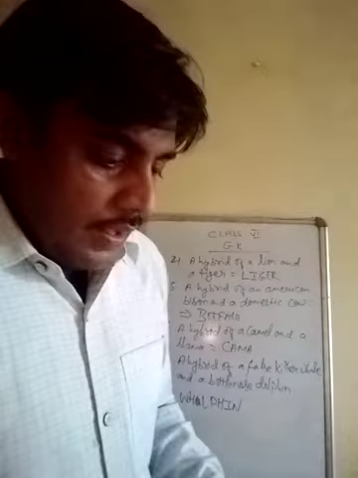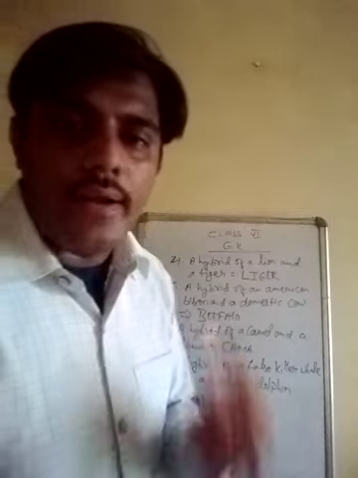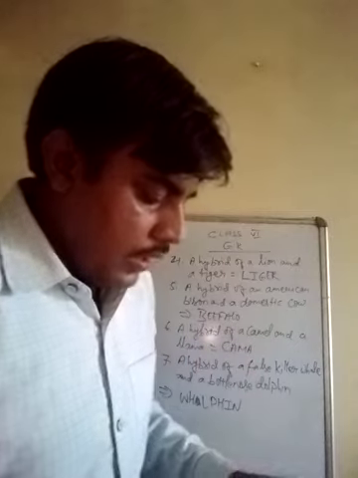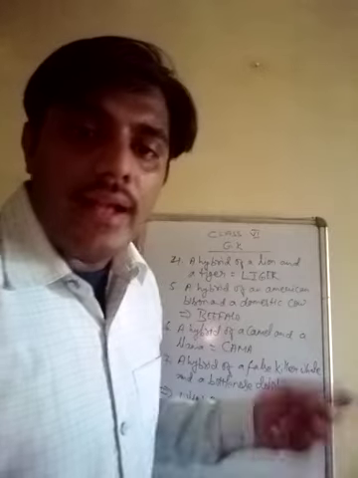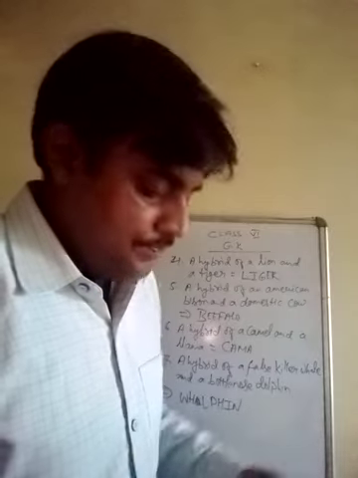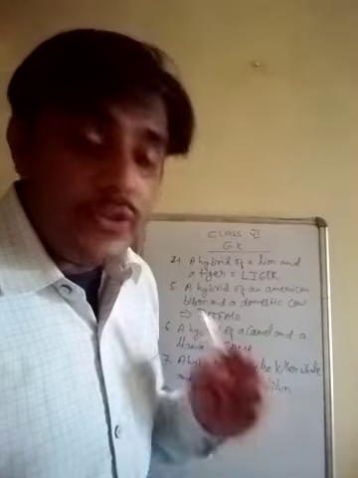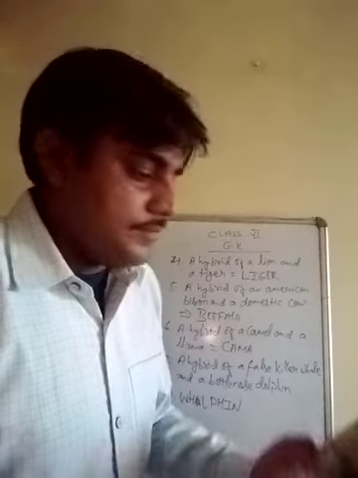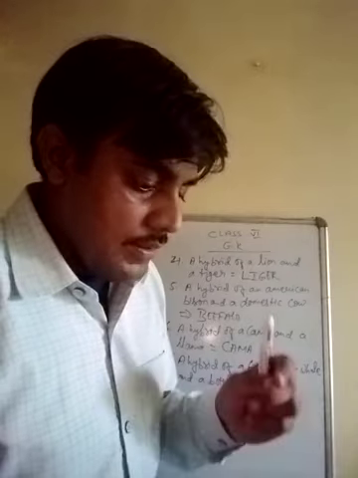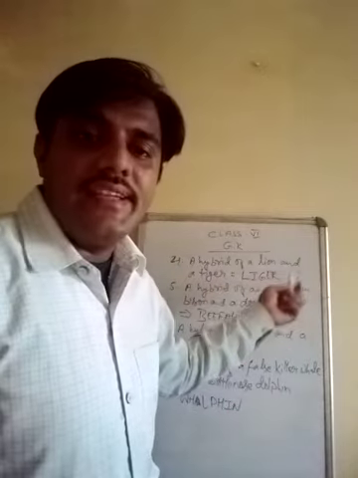Okay. Starting from number one itself. A hybrid of a horse and a zebra. The answer is Zorse, Z-O-R-S-E, Zorse. Number two, a hybrid of a bull yak and an American cow. Your answer is Yakalo, Y-A-K-A-L-O. Number three, a hybrid of a grizzly bear and a polar bear. Your answer is Growler bear, G-R-O-L-A-R, Growler, B-E-A-R, bear. Then, number four, a hybrid of a lion and tiger. Your answer is liger, L-I-G-E-R, liger.